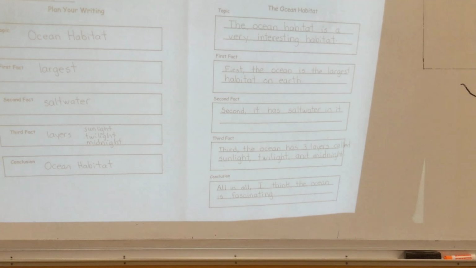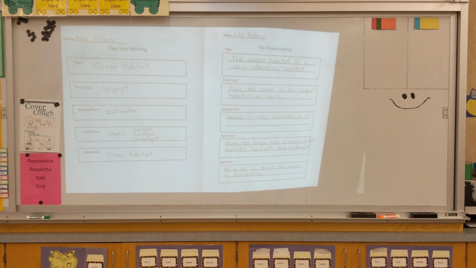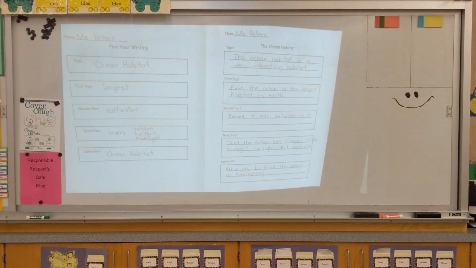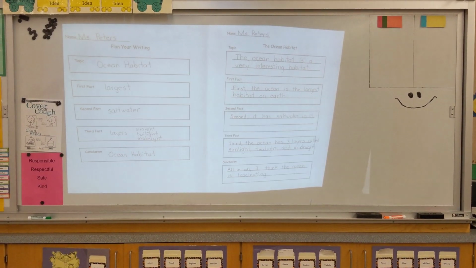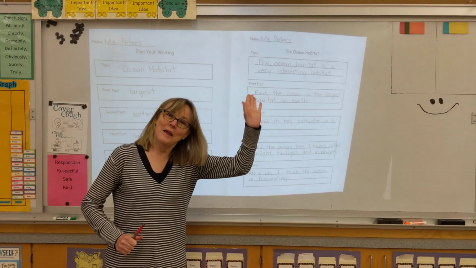Next week, you're going to use this information and you're going to be writing your very own paragraph about the desert habitat.